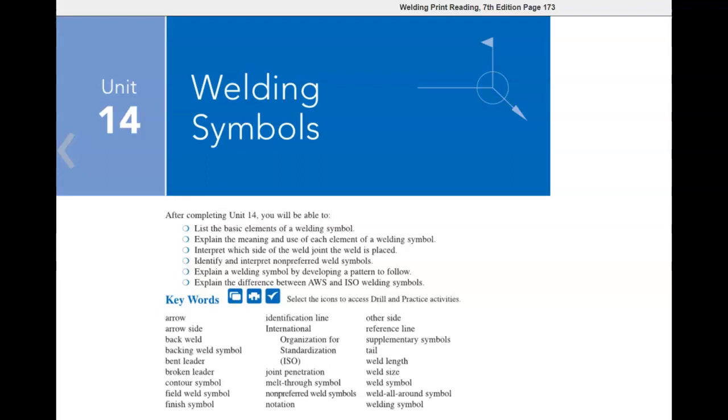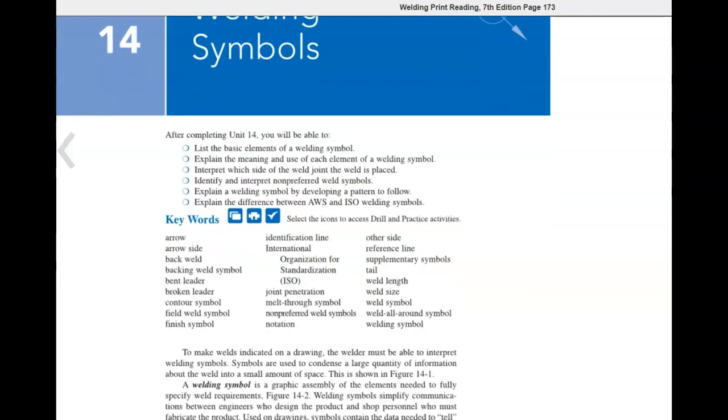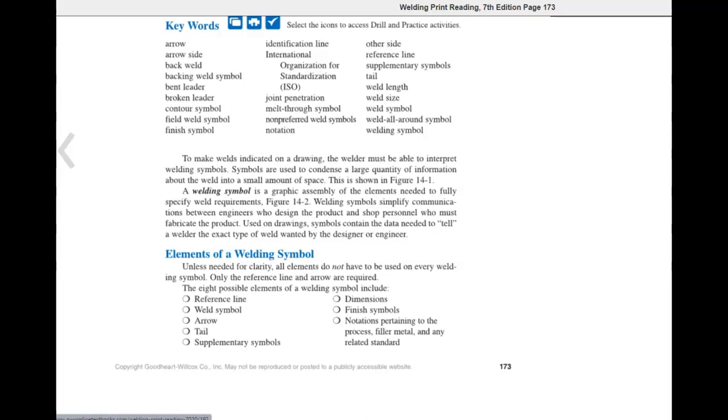Unit 14, Welding Symbols. To make welds indicated on a drawing, the welder must be able to interpret welding symbols. Symbols are used to condense a large quantity of information about the weld into a small amount of space. This is shown in figure 14-1.